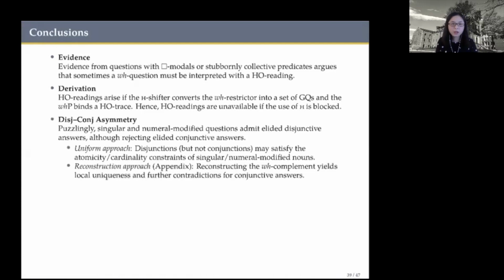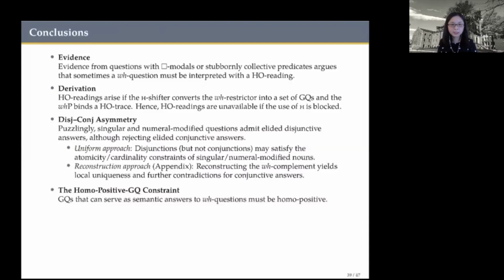Later we observe a very interesting asymmetry. Puzzlingly, singular and numeral modified questions admit elided disjunctive answers, even though they reject elided conjunctive answers. And there are two ways to capture the asymmetry. I present a uniform approach, which says that disjunctions, but not conjunctions, may satisfy the atomicity or cardinality constraints of singular and numeral modified nouns.